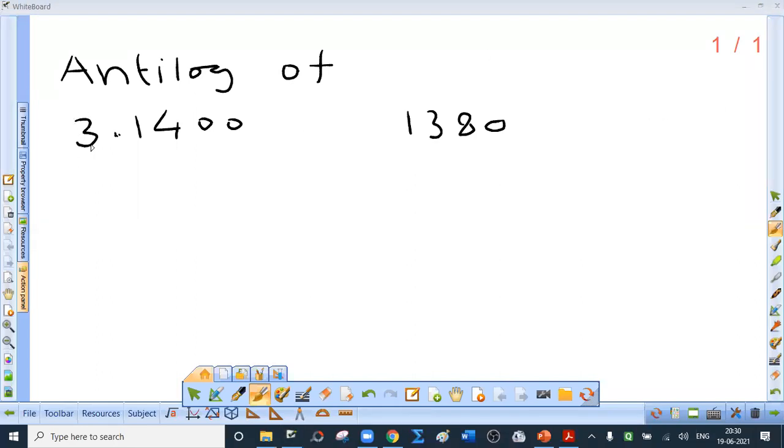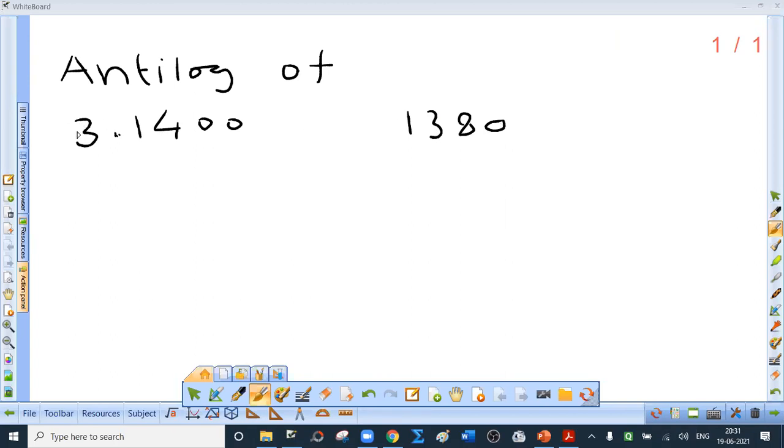Now, see, now this has role to play, characteristic. See, characteristic is 3. So there must be 4 digits in the integral part. Yes. So the number is 1380. How will you check this? Find out log of this number. See whether this is 3.1400 or not. Just tell me. Log of 1380 must be this.